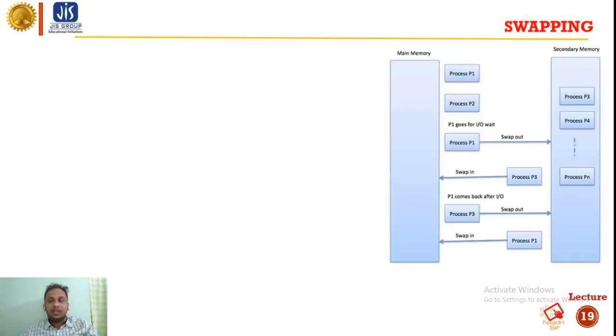Now these are the swapping. As you can see, this is process 1 and this is process 2. The process P1 is swapped out from main memory to the secondary memory, and process N is swapped in here. P1 comes back after the IO operation. It will go for IO operation to the secondary memory, and when it completes, it will again come to the main memory. So these are the swappings of different processes from main memory to secondary memory. The purposes are different.